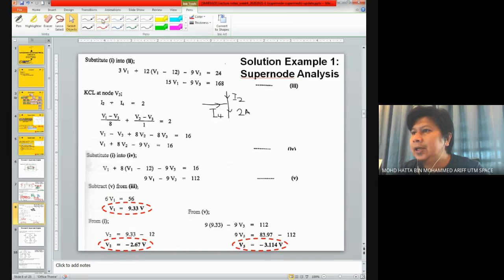So if you try to write down the Kirchhoff current law at this V3 node, the sum of I in equals the sum of I out. I in is I4 plus I2.